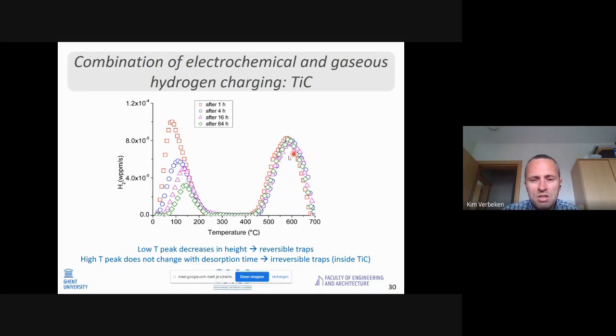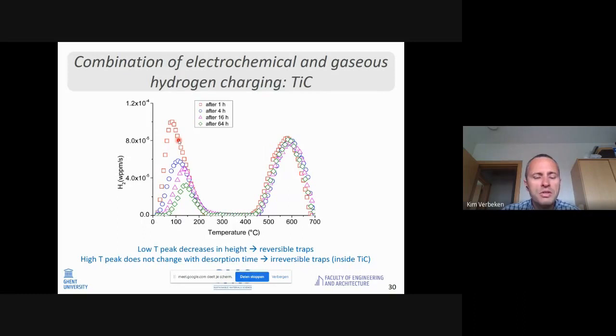And once the hydrogen is there, it stays over there until you increase the temperature up to 600 degrees centigrade. While this low temperature peak is actually hydrogen which is trapped at the interface, so the interface between the matrix and the titanium carbide. And this is what we very nicely see over here.